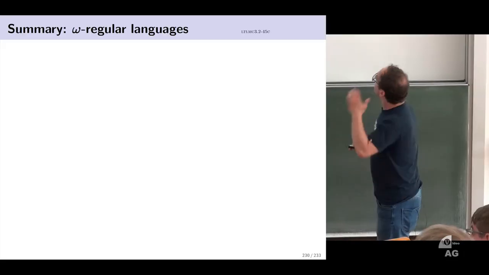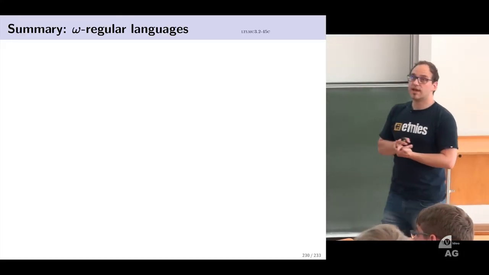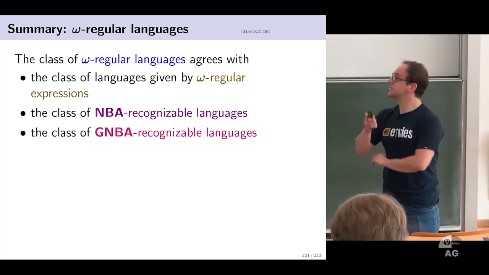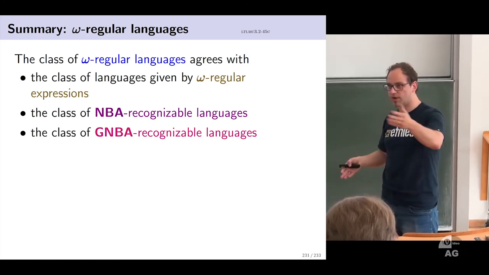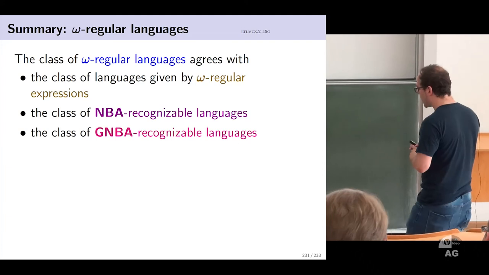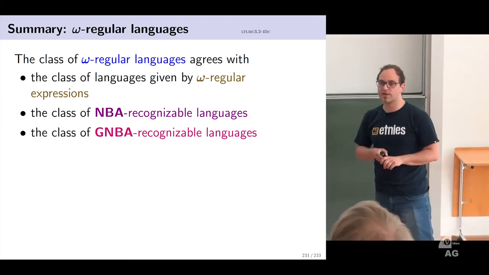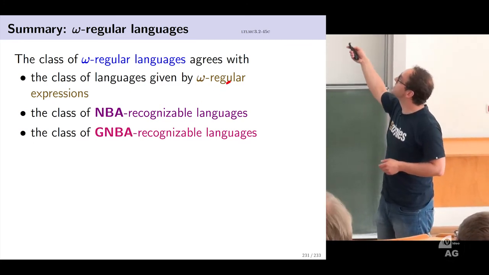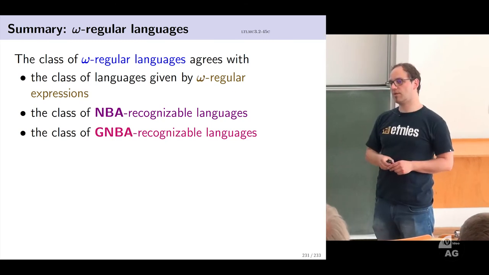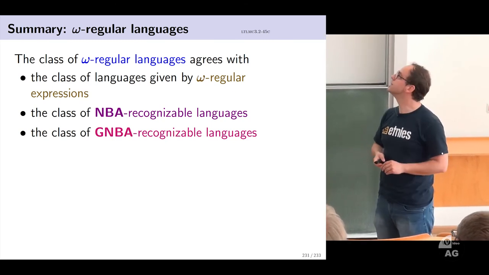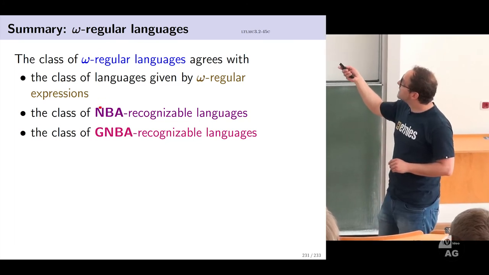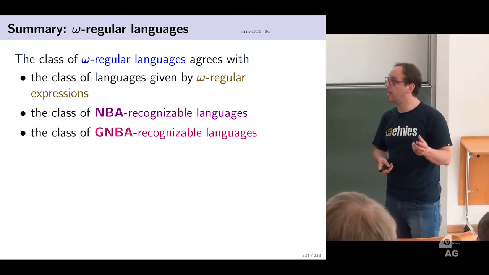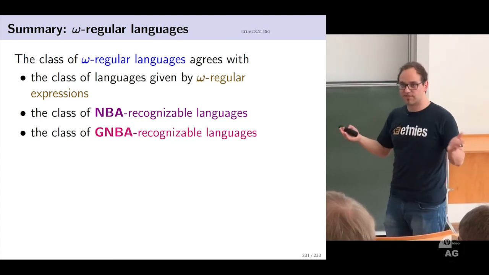I hope. Okay, and let's come to the summary of today and probably close a bit early today. So what have we learned about omega regular languages in this long lecture, and not only this one, but also the last one? You've seen that omega regular languages agree with several classes of languages. First and foremost, they coincide with the languages that you can specify by means of omega regular expressions. Professor Katun has shown this to you. Secondly, they also coincide with the class of languages for which you can find an NBA that recognizes this language. So NBA and omega regular languages have the same expressivity.